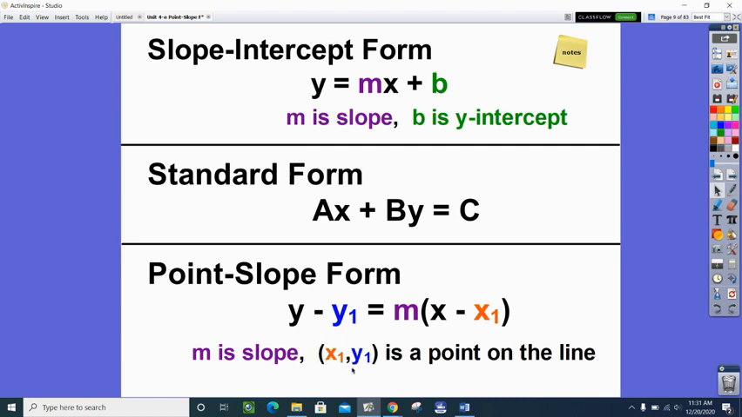Now, you're going to get a specific point, a specific x and y coordinate, and you're also going to get the slope. So you take the y variable minus the y coordinate that you're given. It'll equal the slope times, in parentheses, the x variable minus the x coordinate. So y minus y coordinate equals the slope times, in parentheses, x minus the x coordinate. And this is called the point slope form.